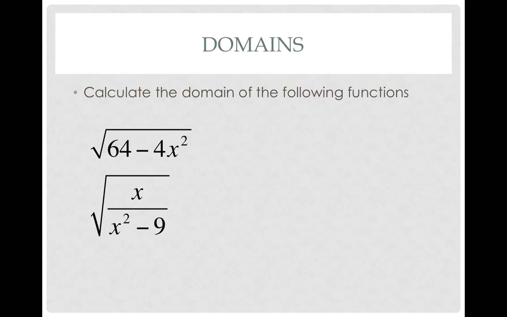All right, the last thing here is domains, but it actually follows along with the last piece. For the square root functions, everything under the radical must be greater than or equal to 0. So you have to say 64 minus 4x squared is greater than or equal to 0. Well, that follows exactly the same rules as before. And in this case, x over x squared minus 9 has to be greater than or equal to 0. And that's really the same process as before. You just use your sign chart, or factor this one to use your sign chart.